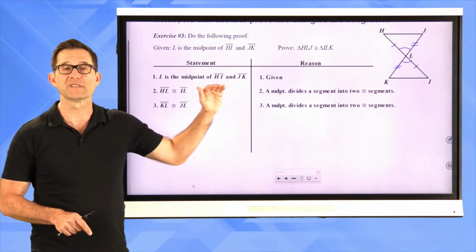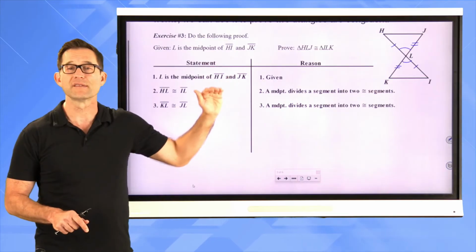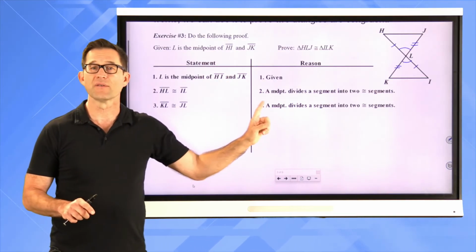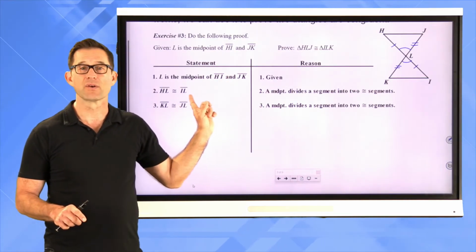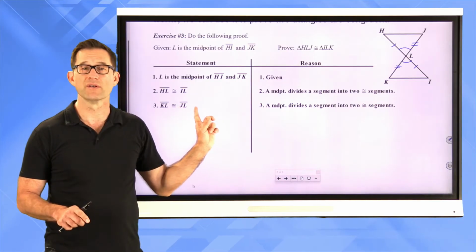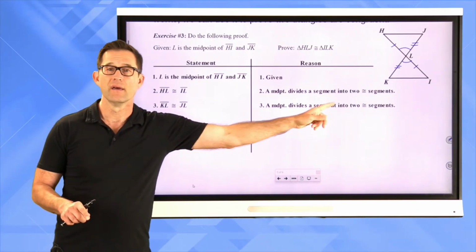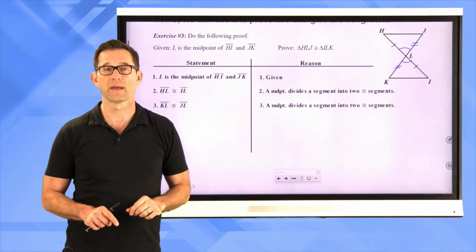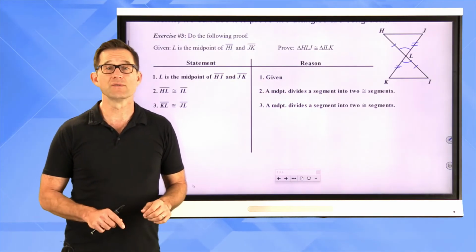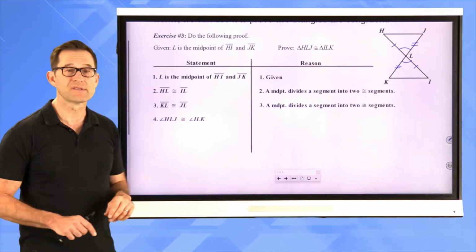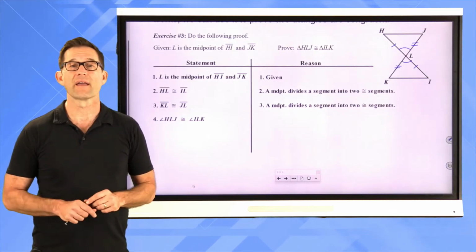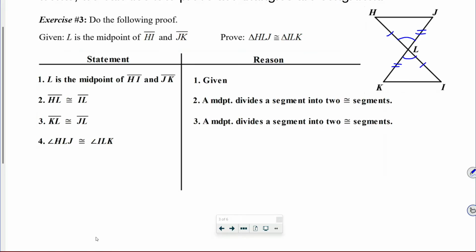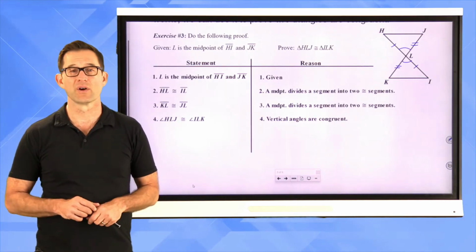I just want to spell it out for you here in separate lines. But if you want to save yourself some writing, put in HL is congruent to IL, KL is congruent to JL, right in the same line. A midpoint divides a segment into two congruent segments. My last piece is just those vertical angles. So in step 4, I'm going to say angle HLJ is congruent to angle ILK. And what will I say? Vertical angles are congruent. Simple enough.